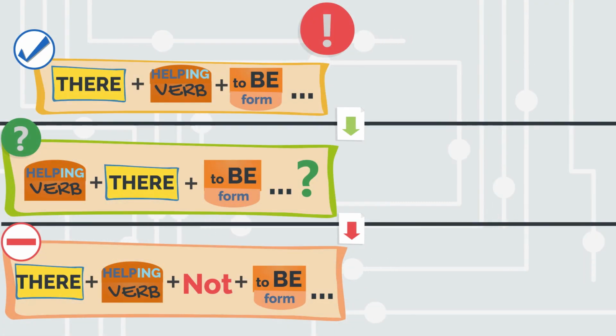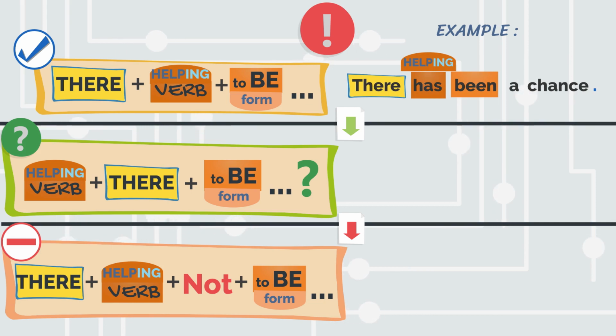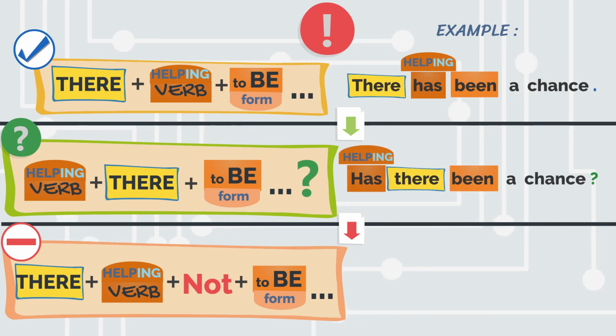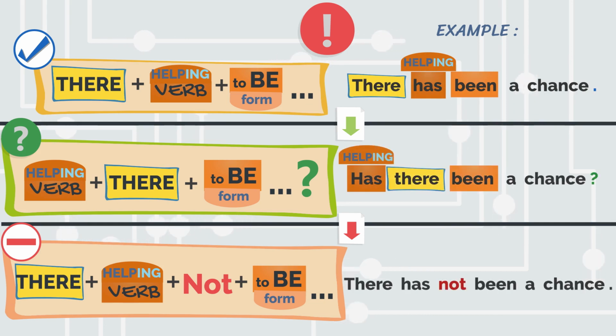But if there is a helping verb between there and the verb to be, we use this helping verb to ask questions or make negatives. Example. There has been a chance. Has there been a chance? There has not been a chance.